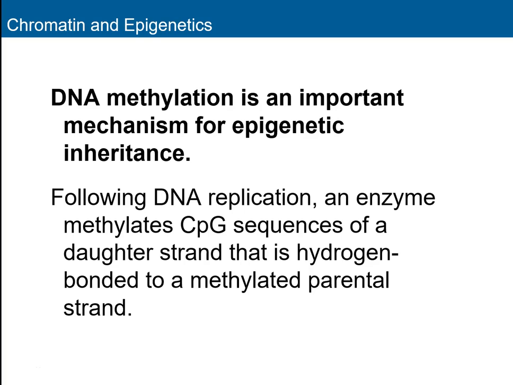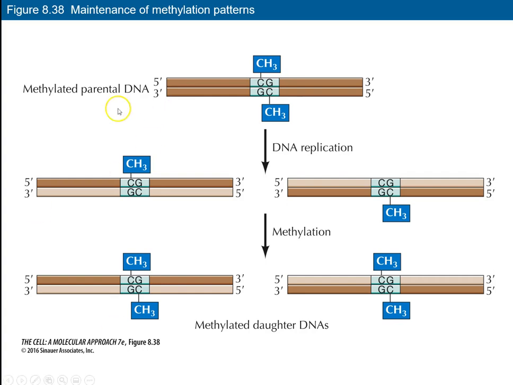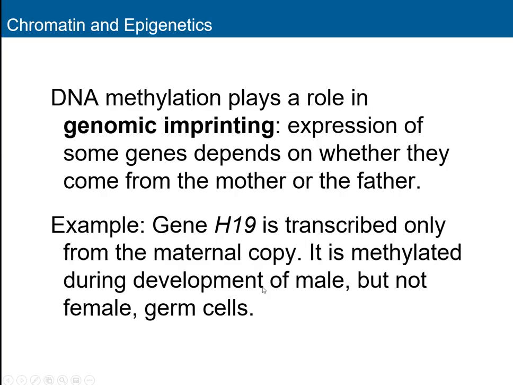And we also did talk about this a little bit when we were talking about replication, right? So it says following DNA replication, an enzyme will actually methylate sequences of the daughter strand, okay? And so that's what this is showing you here. Here's your methylated parental DNA. Here's DNA replication that occurred, and eventually those daughter DNAs will get methylated as well. Okay, but remember, initially they're not, and that was one of the ways that the cell can identify the newly synthesized versus the parental strand, and could actually use it to help with repair. But then eventually it does get methylated.